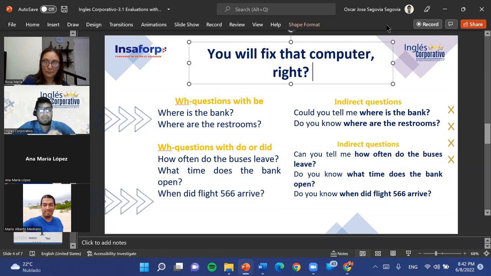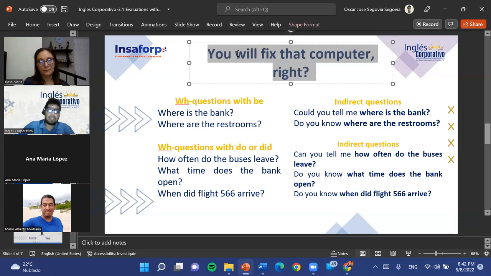O sea, es una pregunta, porque sí funciona como pregunta, pero es una pregunta que da una orden, ¿sí? No necesariamente solo es como que ustedes están queriendo saber si la persona va a poder o no, sino que le están diciendo, vas a arreglar esa computadora, ¿cierto? O sea, la arruinaste, ahora tienes que arreglarla. Digamos que es algo diferente.